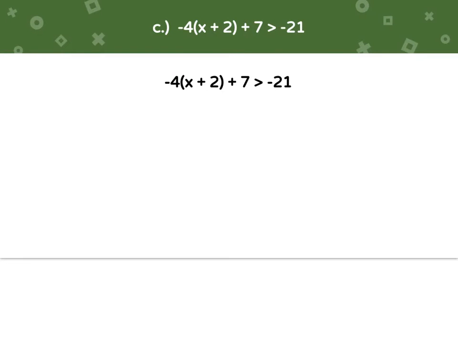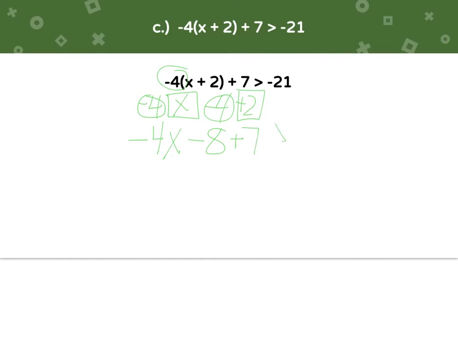C. Negative 4 times the quantity of x plus 2 plus 7 is greater than negative 21. First, you do need to distribute because there are parentheses. So if you did circle, square, you're going to share the negative 4, so that will go into the circles. Then you bring down your x and your positive 2. A negative times a positive is a negative, and 4 times x is 4x. Negative times a positive is negative, and 4 times 2 is 8. Then bring down your plus 7, your greater than sign, and the negative 21.